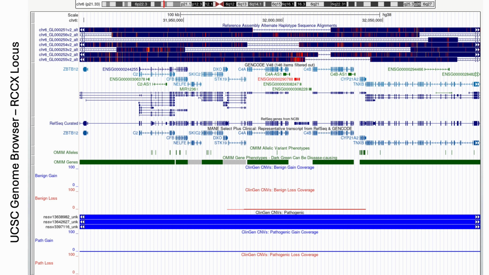In the ClinGen copy number variation pathogenic track, there is a large blue bar spanning from pseudogene STK19 to TNXB. This indicates a pathogenic copy number gain in all 4 genes in the RCCX locus. These results indicate that the RCCX gene cluster is susceptible to structural variation, and a gain affecting these 4 genes is clinically significant due to being potentially pathogenic. Because the gain is covering all 4 genes in the RCCX locus, this suggests a bimodular or trimodular phenotype.